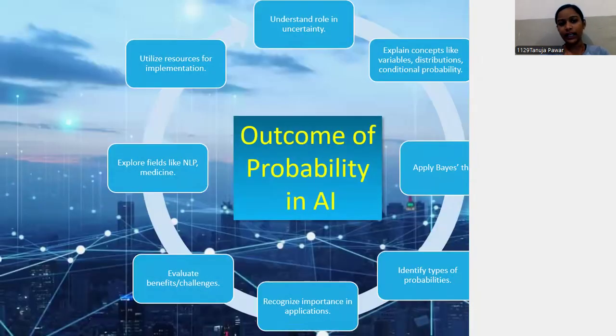Outcomes of probability in AI. There are some outcomes. Understand the role of uncertainty. It explains concepts like variables, distributions, conditional probability. It applies the Bayes theorem. It identifies types of probabilities like prior probability, posterior probability, marginal probability. It recognizes importance in applications. Evaluate benefits and challenges. Explore fields like NLP, natural language processing, and medicine in diagnosis. It utilizes the resources for implementation also.